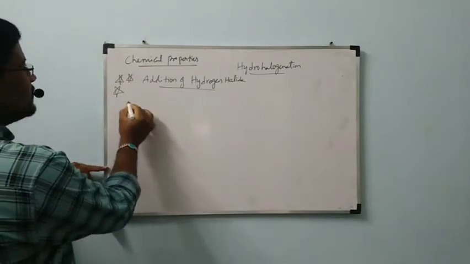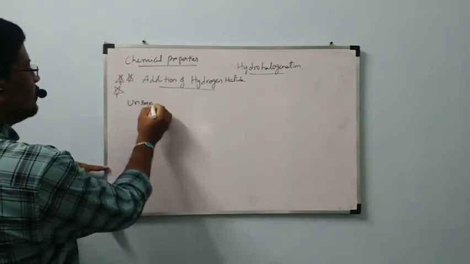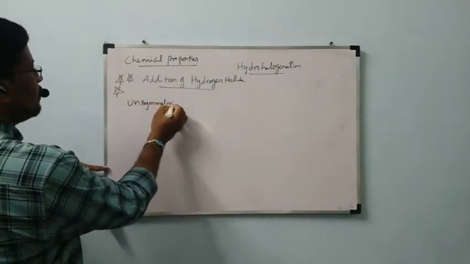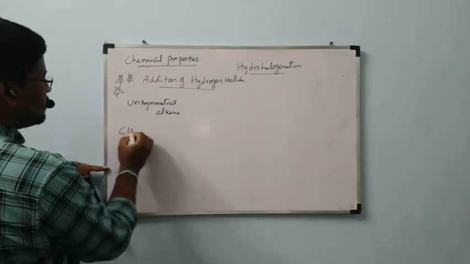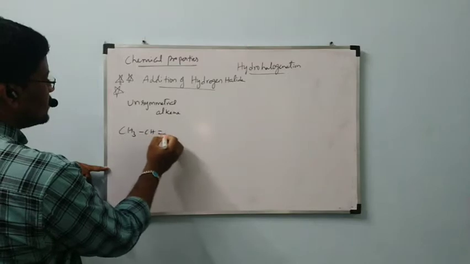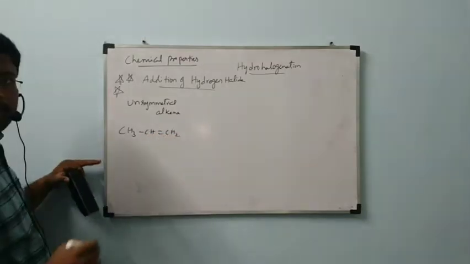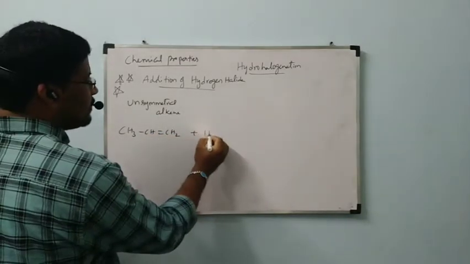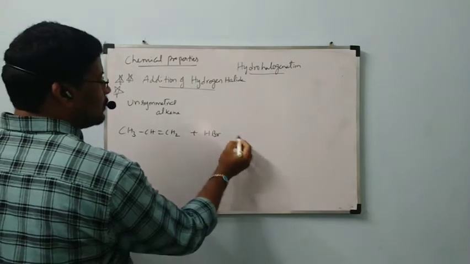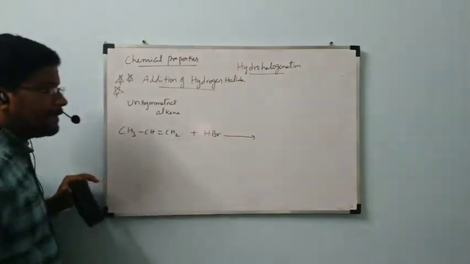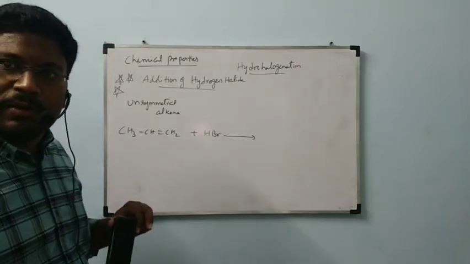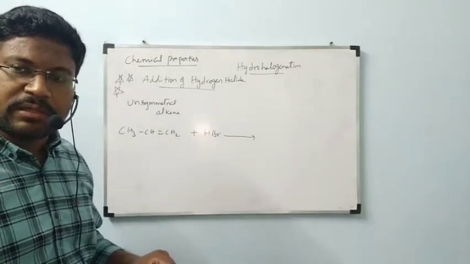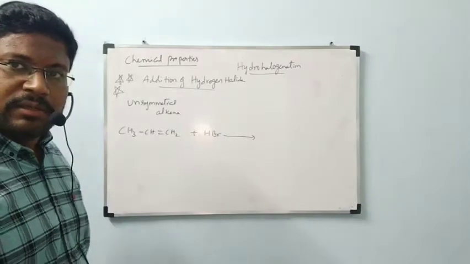I am considering one unsymmetrical alkene, for example CH3CH double bond CH2, which reacts with HBr. Two product possibilities are there. What are those two products? First write the two products, then after that we will write the major product. Okay, see here.